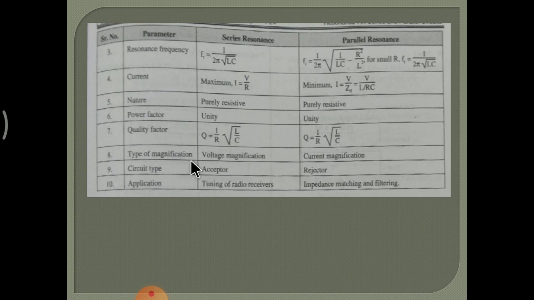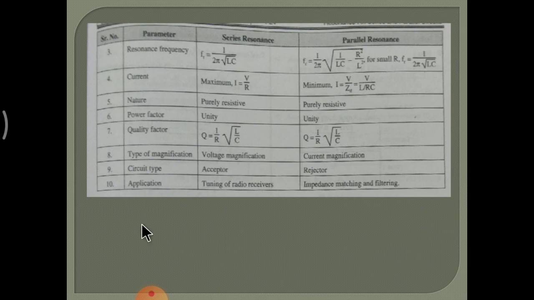Type of magnification: in series resonance there is voltage magnification, in parallel resonance there is current magnification. Circuit type: series resonance is called an acceptor circuit and parallel resonance circuit is called a rejector circuit. Application: series resonance is used for tuning of radio receiver and parallel resonance is used for impedance matching and filtering.